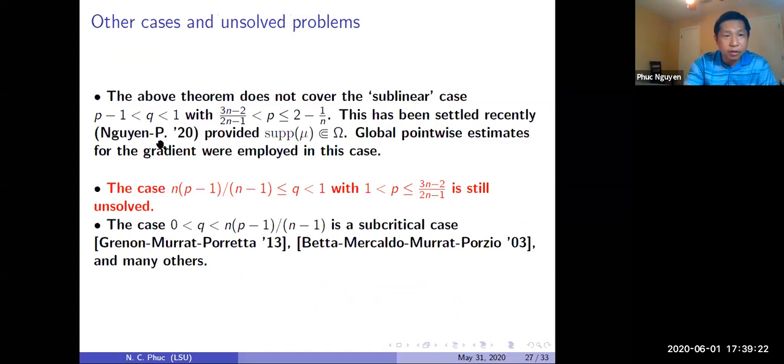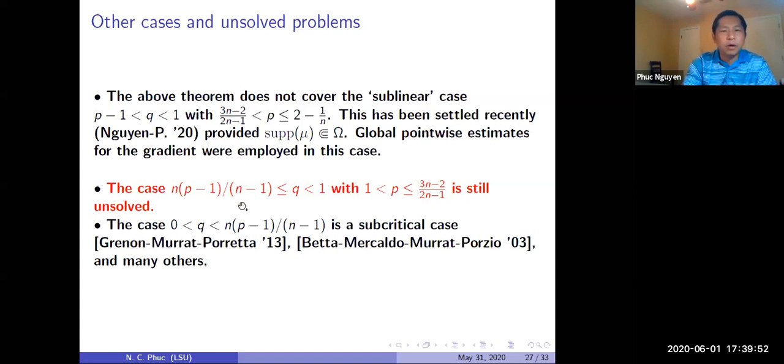This is our recent work with Quoc-Hung. But in this case, we have to work with compactly supported measure. And in this case, we have to use the full force of the pointwise gradient estimate. We cannot use just the integral estimate to obtain our existence result. Okay, we have to use the full force of the pointwise estimate. So that means that we have to assume more on the boundary.